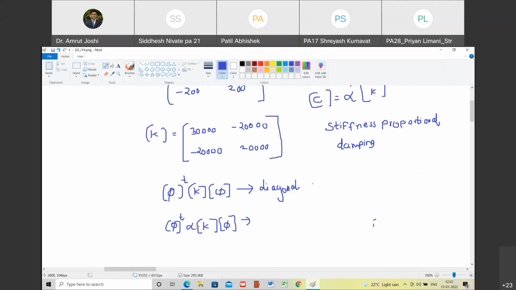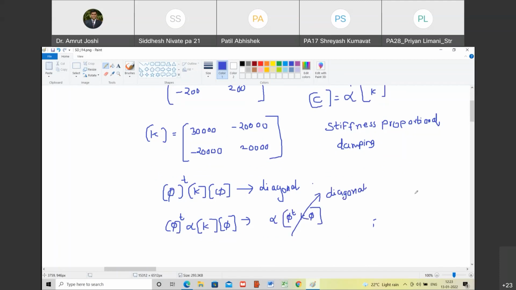Will it be equal to, as this alpha is constant, can we take this alpha outside and write it as phi transpose K phi? Are you with me? Yes, sir. And we already know that this is diagonal. So if you multiply a diagonal matrix by a constant, it is going to be a diagonal matrix. Do you agree with me?